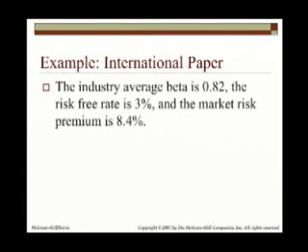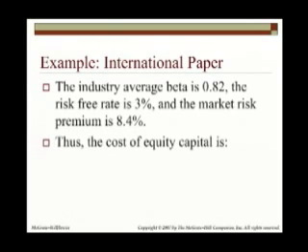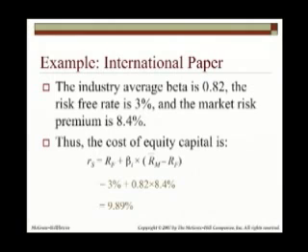So here's beta. Here's International Paper. The industry average beta is 0.82. The risk-free rate is 3%, and the market risk premium is 8.4. And so the cost of equity capital for the paper industry, putting those things in our equation, is 9.89. Now, as long as International Paper is a reasonably typical paper company, it's fine to use this industry average cost of capital for equity.